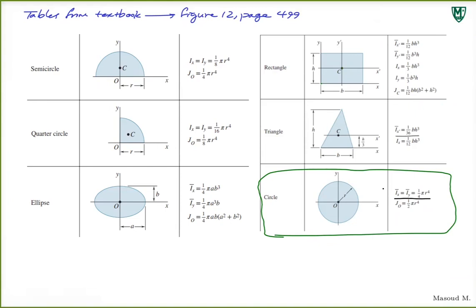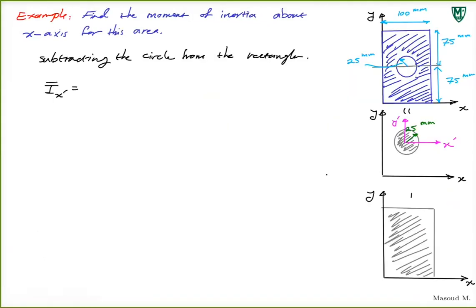Now, in this table, they're representing it with X and Y. But remember, here we have X and Y, the main axes. So I have to represent it with something different so things don't get messed up. I just represent them by X prime and Y prime. And I put Ix prime bar, meaning the area moment of inertia about axis X passing through the center.